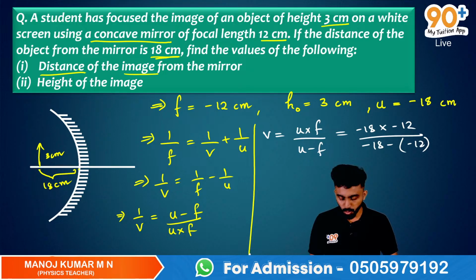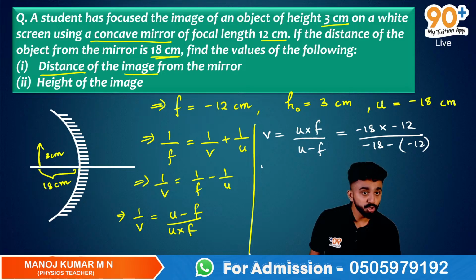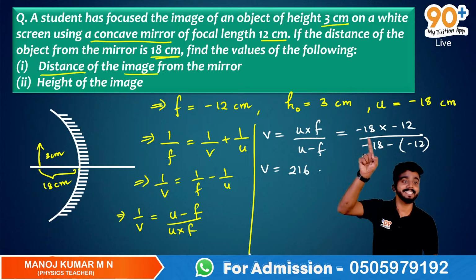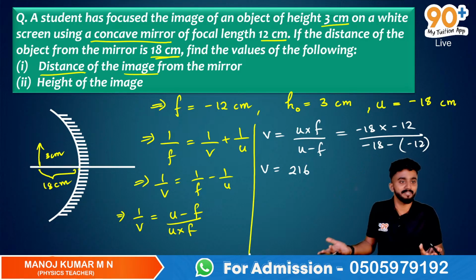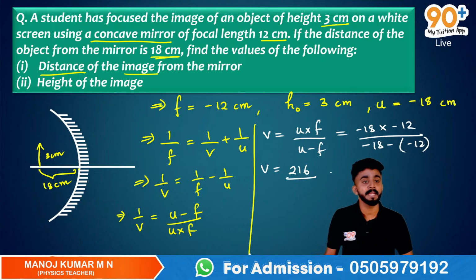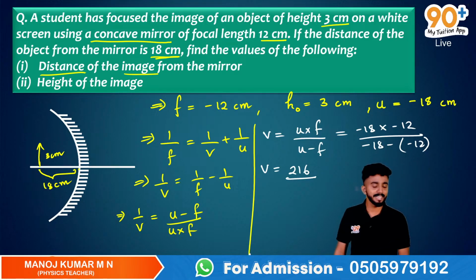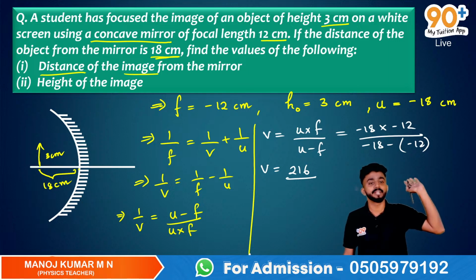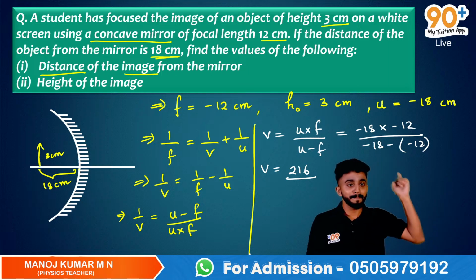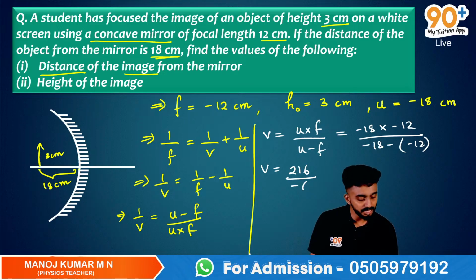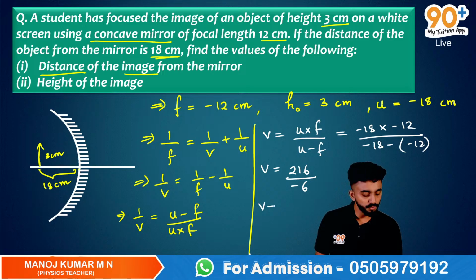First we'll do 18 into 12. When you do it, you will get 216. So the value is plus 216, because minus 18 into minus 12 is obviously positive. Positive 216 divided by minus 18 minus minus 12, which means minus 18 plus 12, and that is minus 6. So 216 divided by minus 6 will be minus 36. So the v value will be minus 36 centimeters.